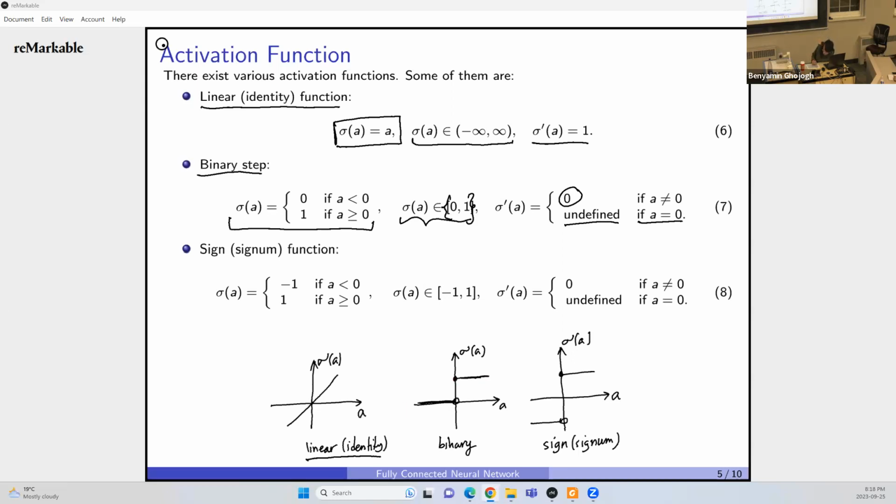Then the sign or signum function. What does it do? If A is less than 0, it returns -1. If A is greater than 0, it returns 1. This is exactly the sign function, right? So it's either -1 or 1. Its derivative everywhere is 0 except at 0.